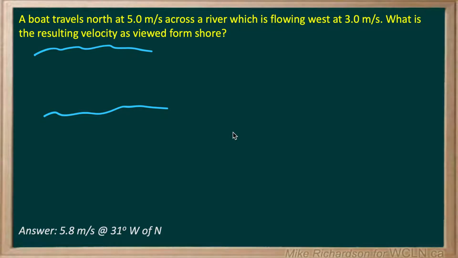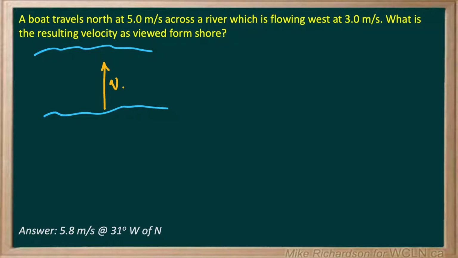A boat is traveling north at 5 meters per second across a river which is flowing west at 3 meters per second, and we want to know the resulting velocity as viewed from the shore. So the boat is pointed north. The boat starts off by pointing himself in the direction straight across. Let's assume north is up.